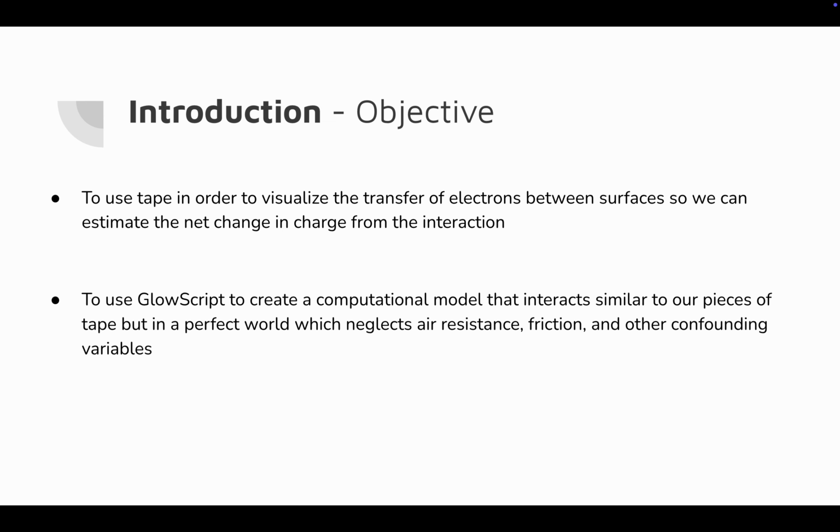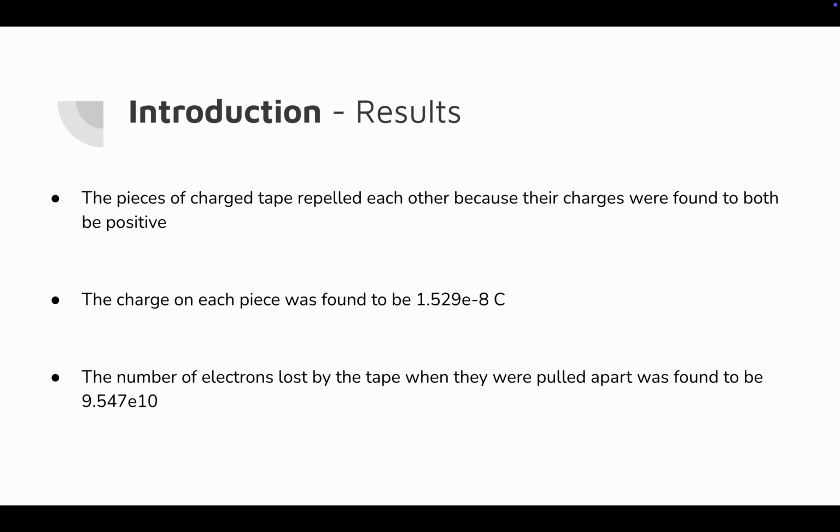Newton's second law. Our objective was to use tape in order to visualize the transfer of electrons between surfaces so we can estimate the net change in charge from those interactions. Then we wanted to use GlowScript to create a computational model that interacts similar to our pieces of tape, but in a perfect world which would neglect air resistance, friction, and other confounding variables.